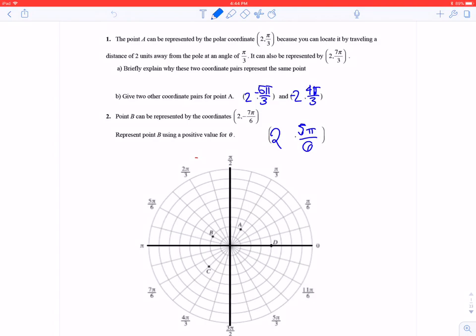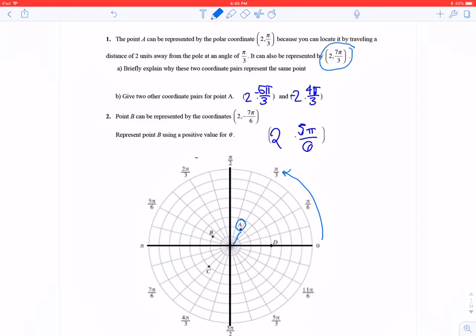Point A, these were from your homework. Point A is represented by the polar coordinate (2, pi over 3) because you can locate it by traveling a distance of 2 units away from the pole at an angle of pi over 3. So hopefully you can make it to point A by traveling around pi over 3 and out a distance of 2 units. You're also told you could do the same thing with (2, 7 pi over 3).